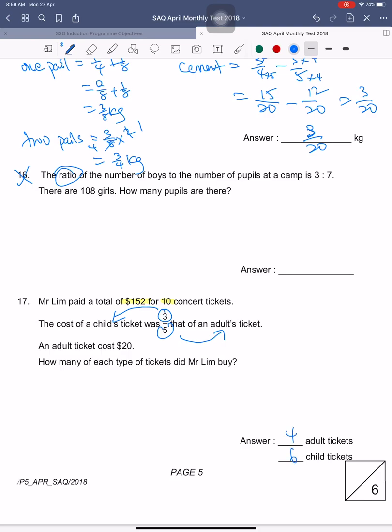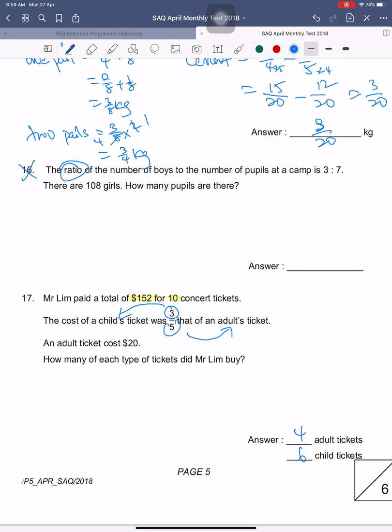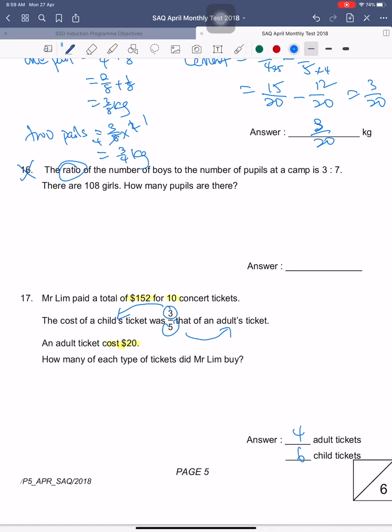At any one time, do stop if you find that you are good to work it out on your own. Okay, so where was I? Yes, the cost of the child ticket is 3 units as compared to the adult ticket, which is 5 units. And the cost of the adult ticket is actually $20. Maybe this time around I will use the P5 method to guide you for the first part, which is the child's ticket.